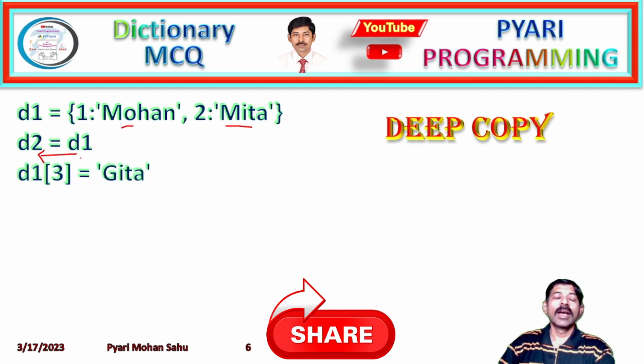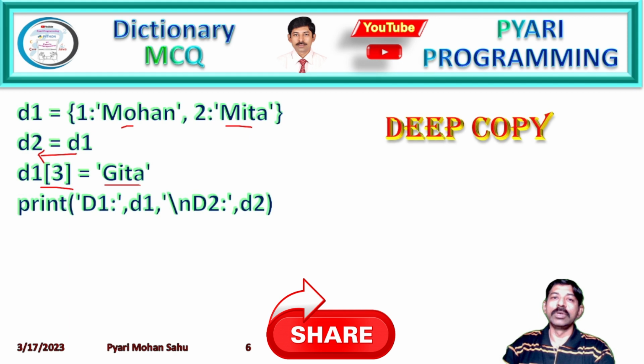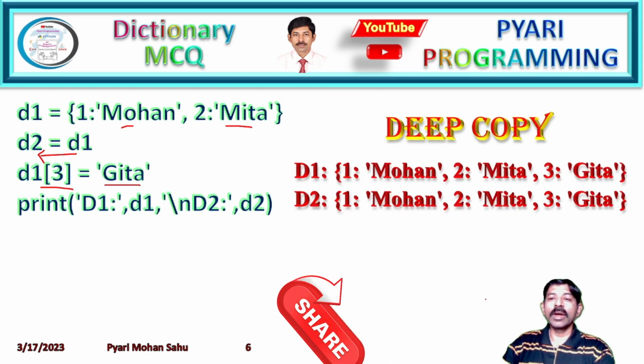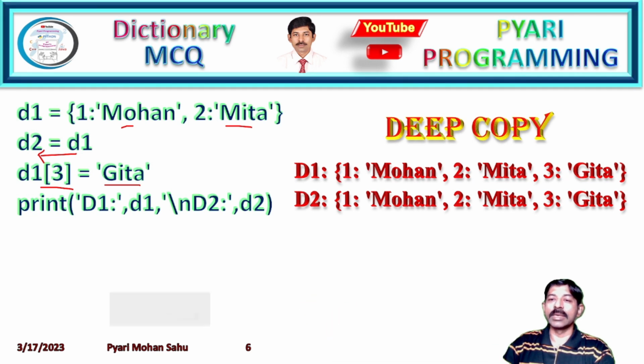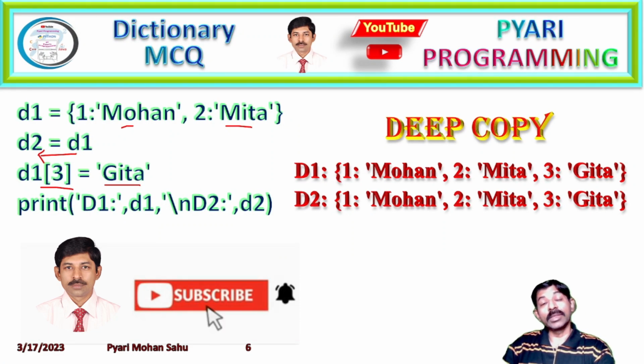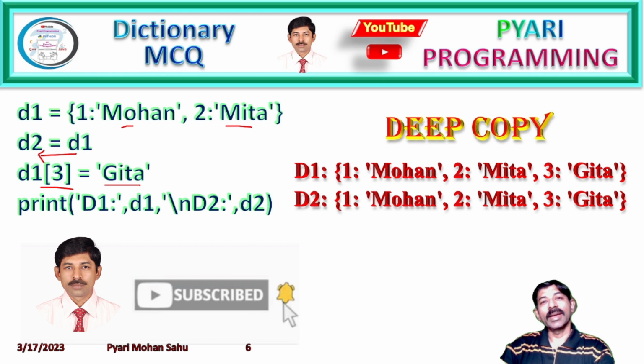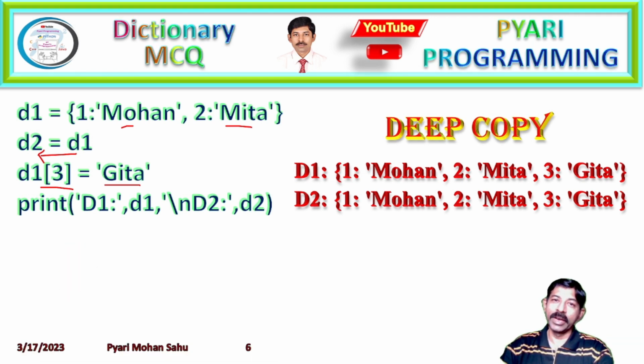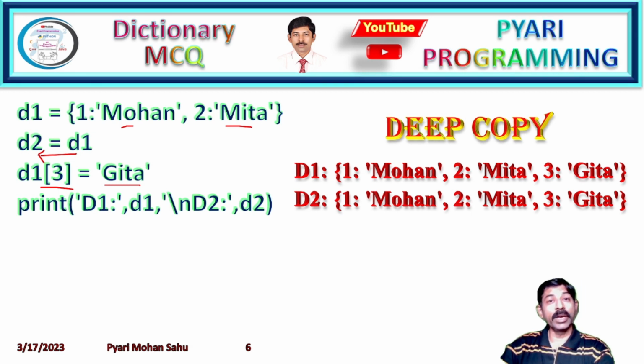So let's see. I am updating D1 where I am adding a new key called 3 and its value is called Gita. Now let's display both D1 and D2. We are going to get this output. Look, in both D1 and D2, Gita is updated with the key called 3. But in case of shallow copy, if I am updating D1, it is not reflecting in D2. And if I am updating D2, it is not reflecting in D1.